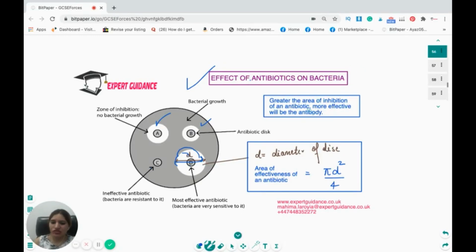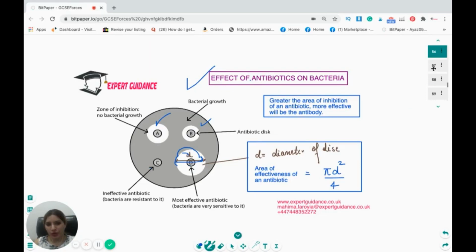It's an exam question. They can ask you to look at the figure and tell which is the weakest antibiotic, which is the most effective antibiotic. So you can look at the area, and they can ask you to do some mathematical calculation and find the area of effectiveness, where you have to use the area of the circle, which is pi r square or pi d square over 4.